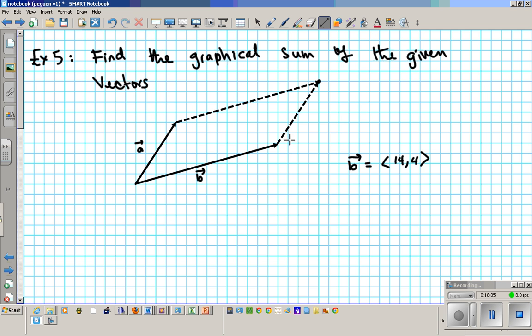Now, where on earth is the sum? The sum is what you get when you start from the two tails to the two tips. So right there is the graphical sum. So this one right here, this component, that is vector A plus vector B. Alright?